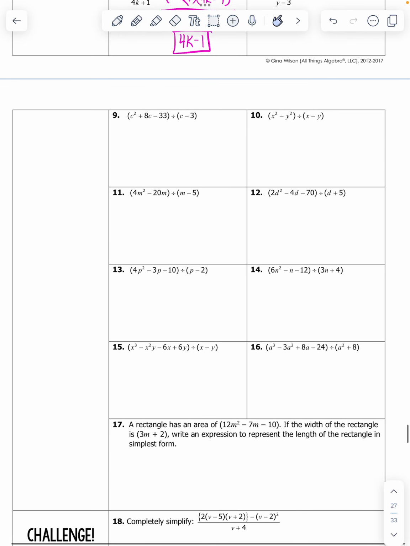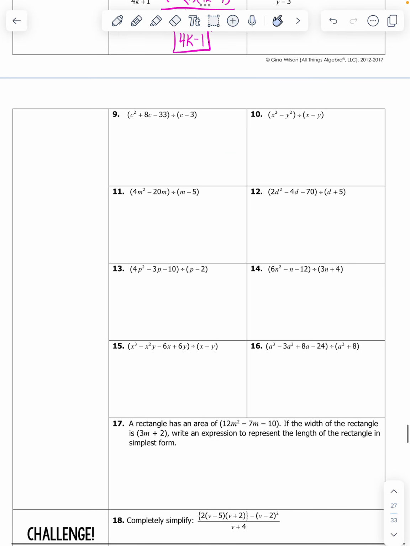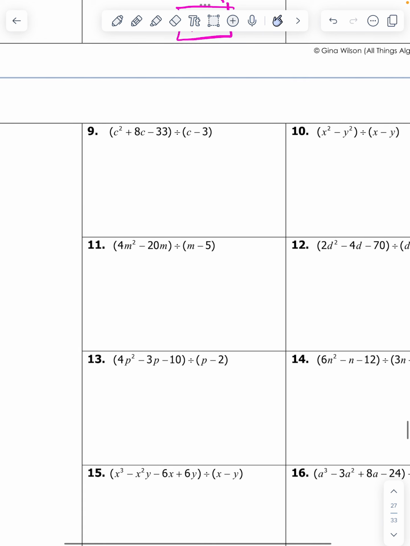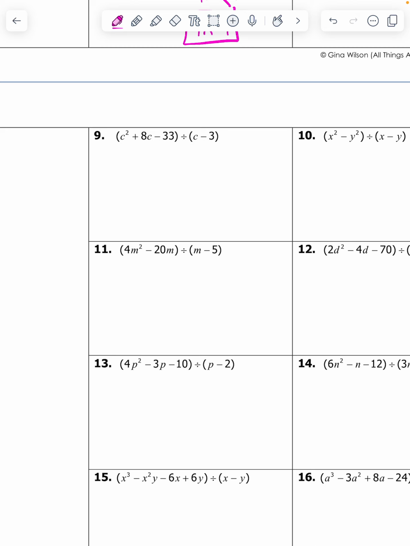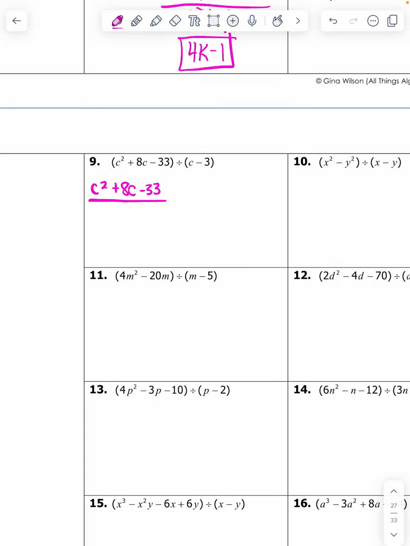Now, sometimes the questions are going to come a little bit different. They're going to look maybe something like this. And when it is written out horizontally like that, my suggestion would be to just rewrite it as a fraction. So I'm just going to show you one of these. Just rewrite it like this to start, and then do the same thing.